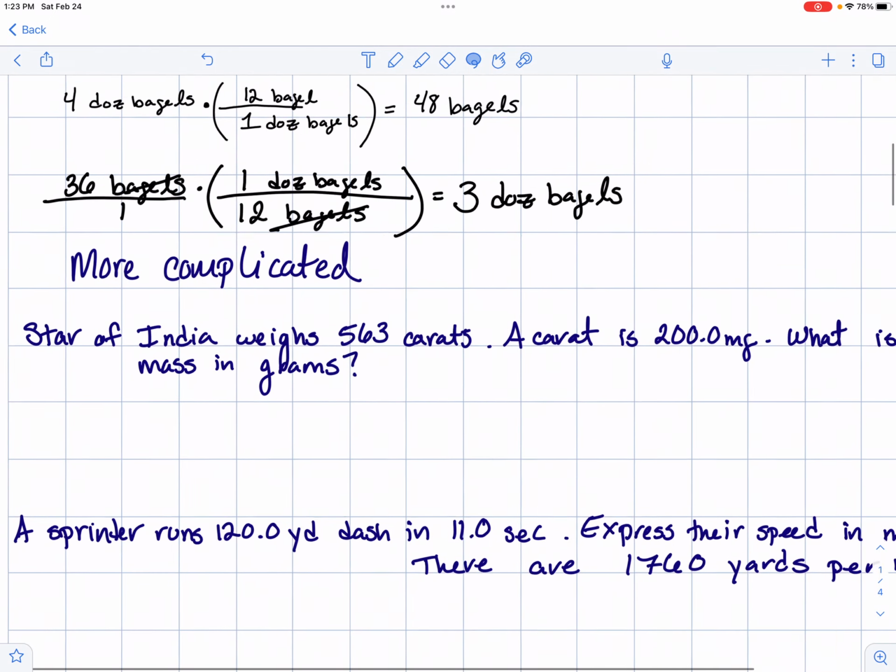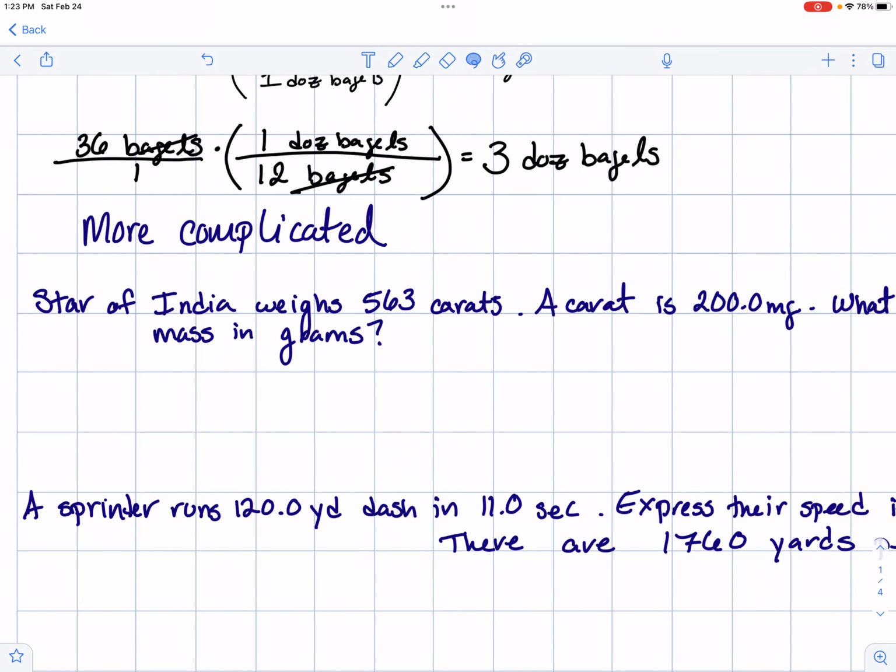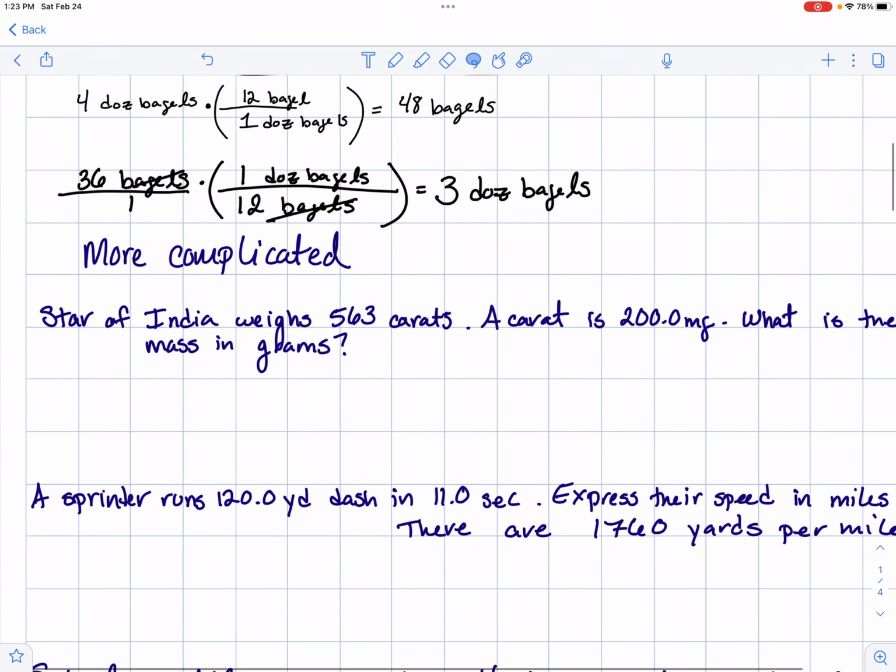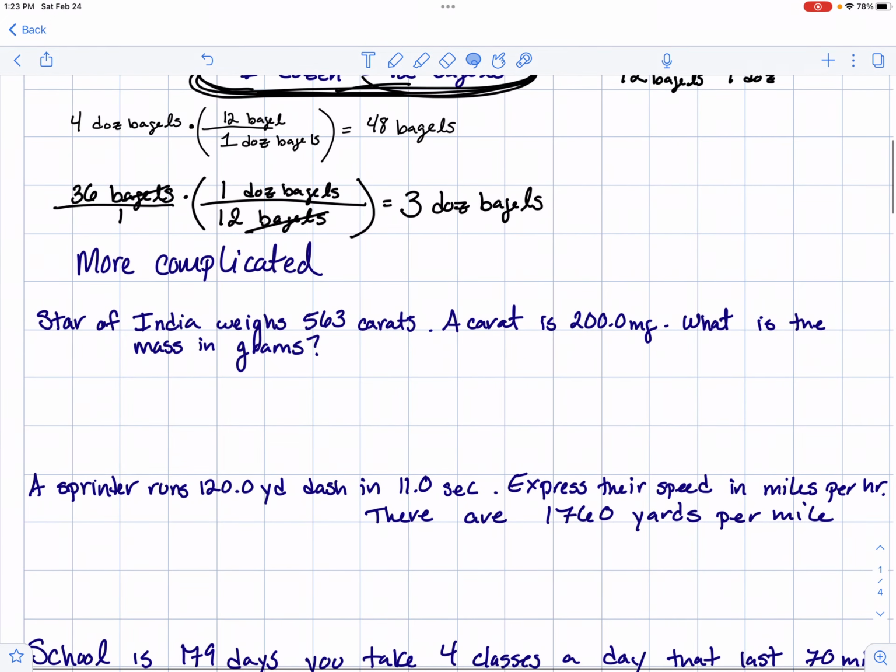So I've got a problem here. We've got the Star of India weighs 563 carats. So that's a unit. We know that every 1 carat is 200.0 milligrams. And then the question says, what is the mass in grams?